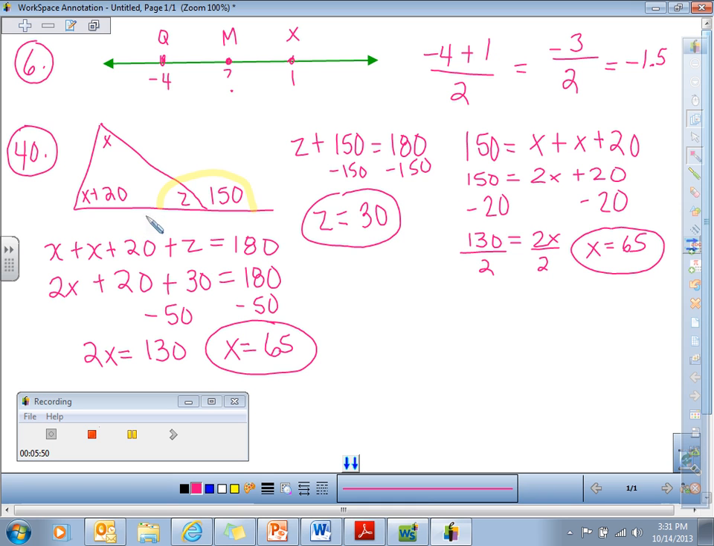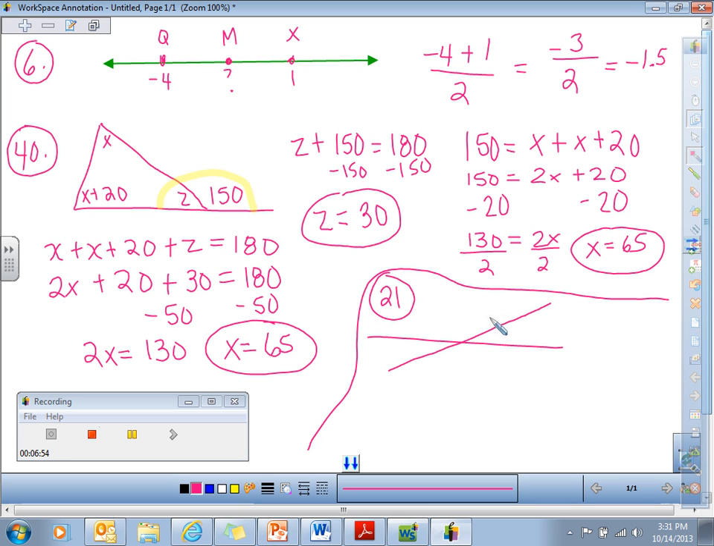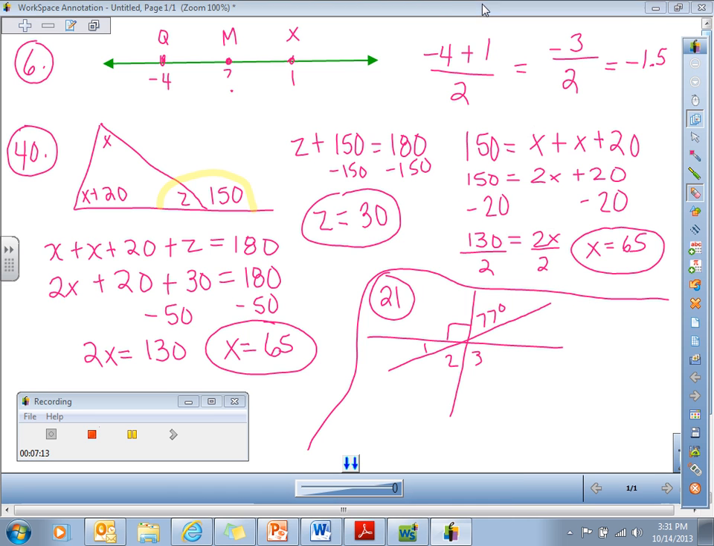Okay, Tyree, do you have any other questions? Number 21. Okay, let's do 21. Anything else look like this? That's pretty good. Angle 3, 2, and angle 1. Okay, so let me get some room here.